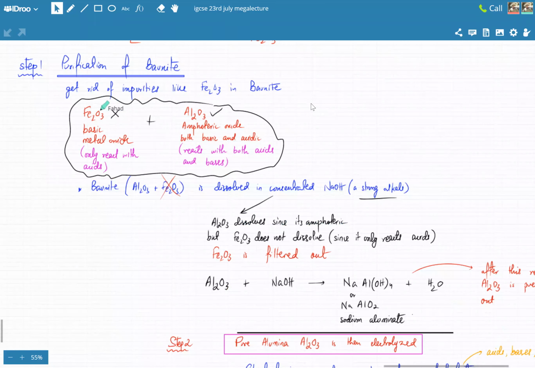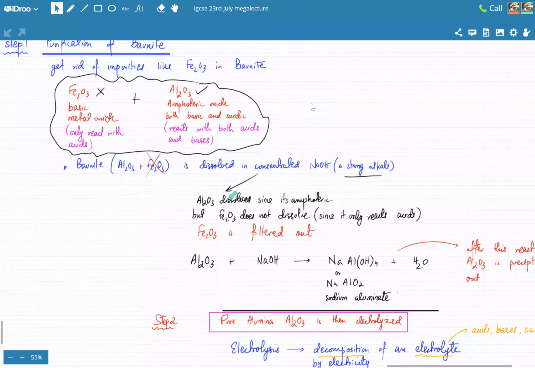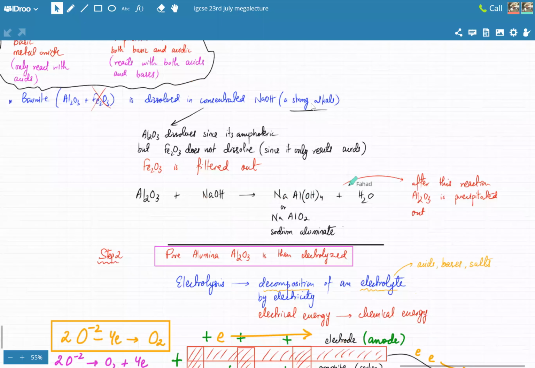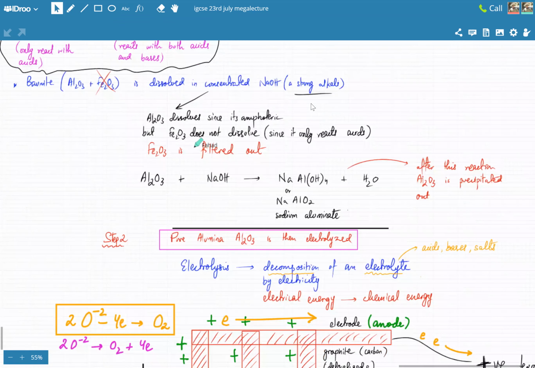And so iron oxide does not dissolve, and it is then filtered off. You filter it off and you're left with aluminium oxide. It's going to react with NaOH. It's going to dissolve in the solution, and it's going to form a salt and water molecule. The process of how this salt is converted back into aluminium oxide is not very important, so we can ignore that. We just need to know how iron oxide and other metal oxides are removed from the ore. That's the first step up here.